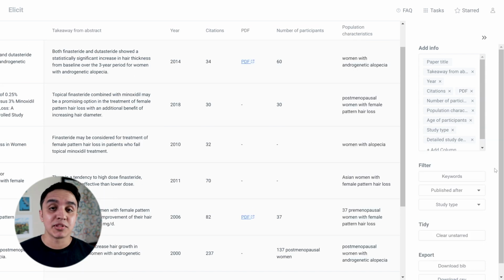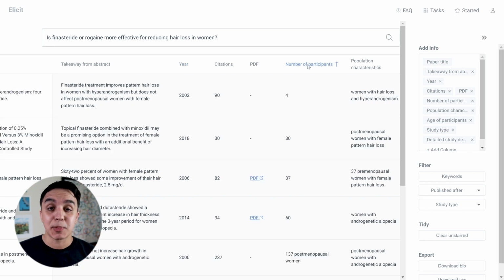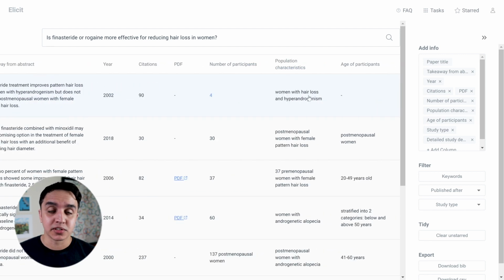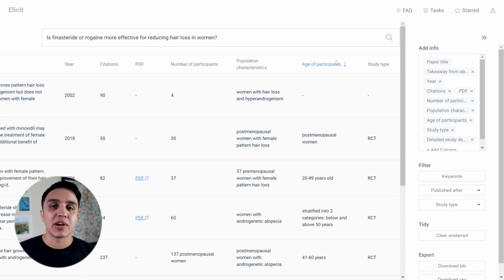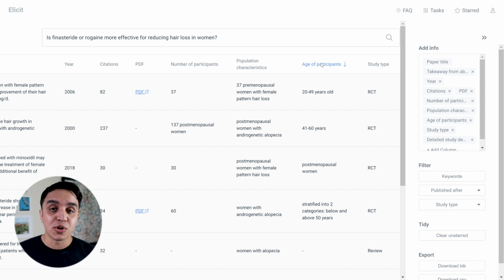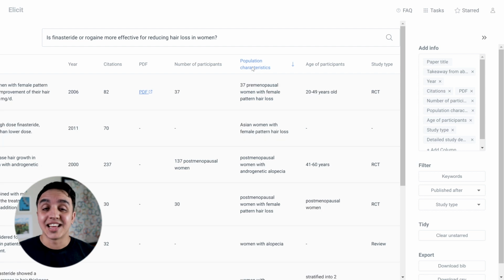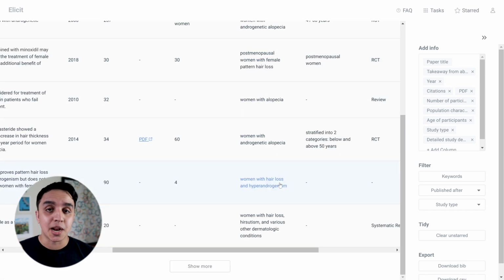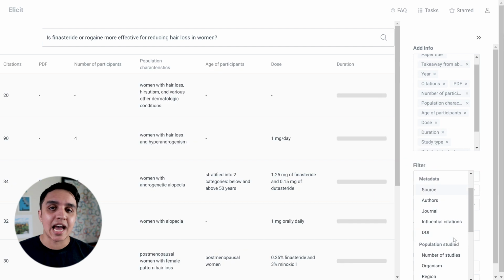As we can see, some of the studies have a relatively high number of participants, while others are quite low. This paper only has 4 participants. We should keep that in mind when generalizing from its conclusions. In addition, there's quite a range in ages between the papers. Furthermore, a lot of the studies were carried out on postmenopausal women, which is something to keep note of. If we're new to this field, this is a good way to learn about the different terms within it, such as alopecia and hyperandrogenism.